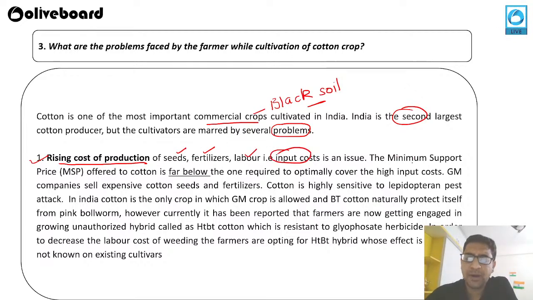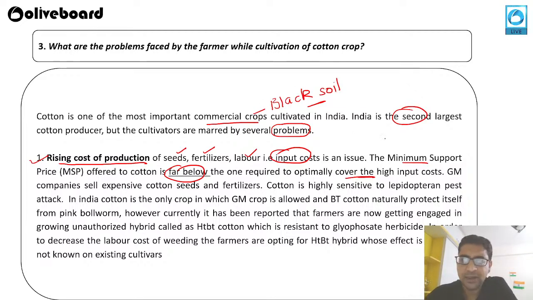Even the government has provided minimum support prices for cotton, but they are very far below what is actually required to cover the high input cost. Sometimes the government has to make sure that the input cost is on a level playing field, so that the rising cost becomes a little bit lesser.